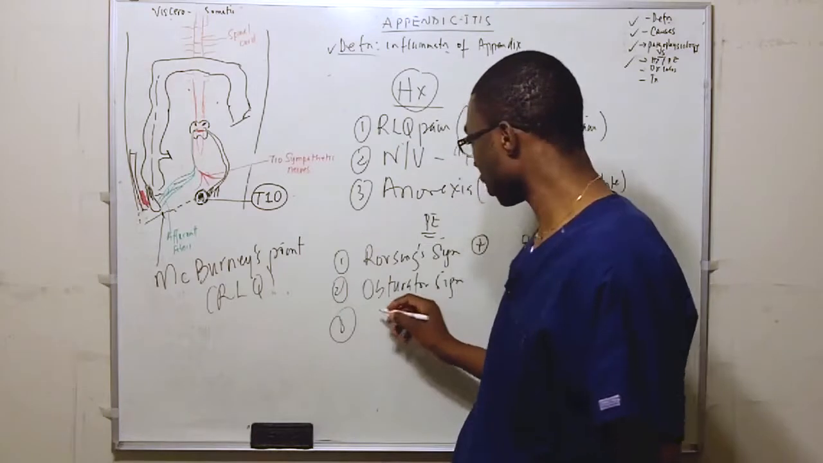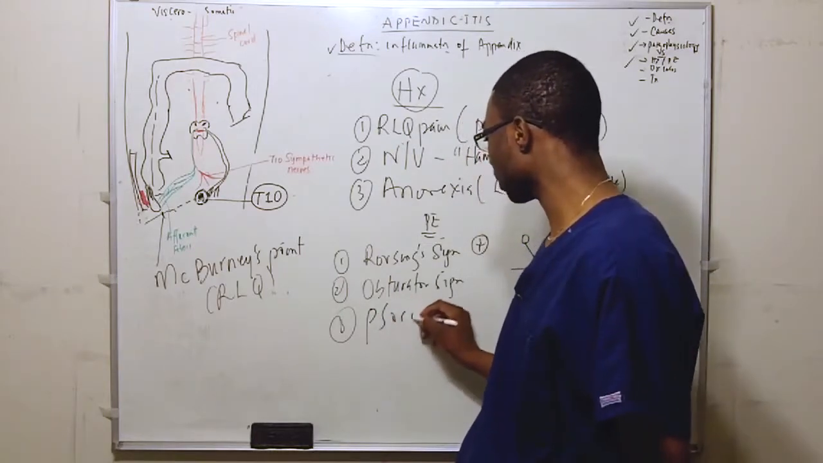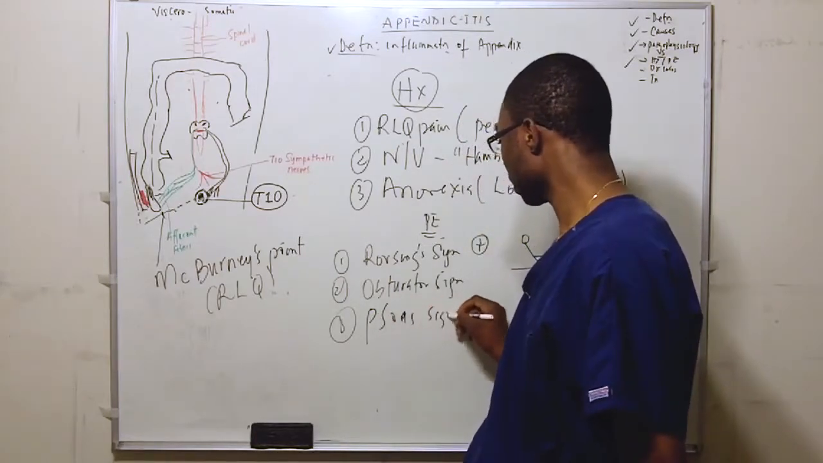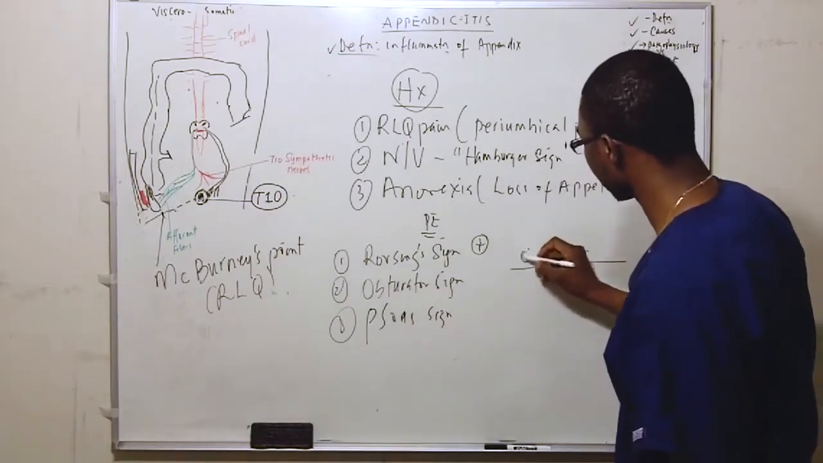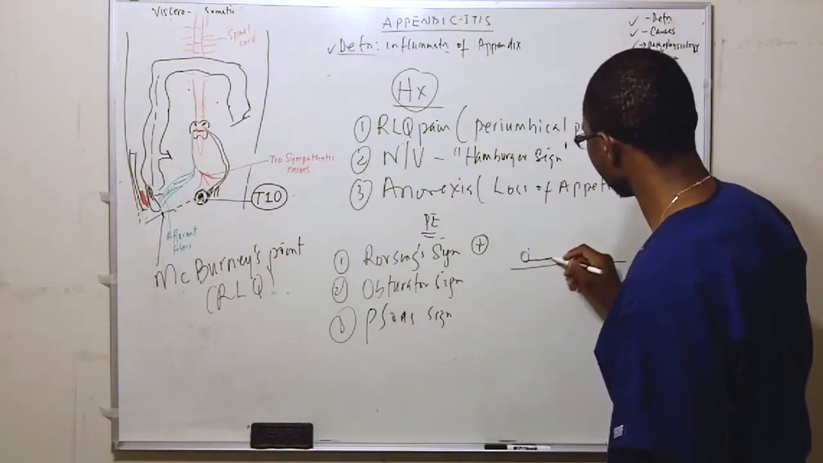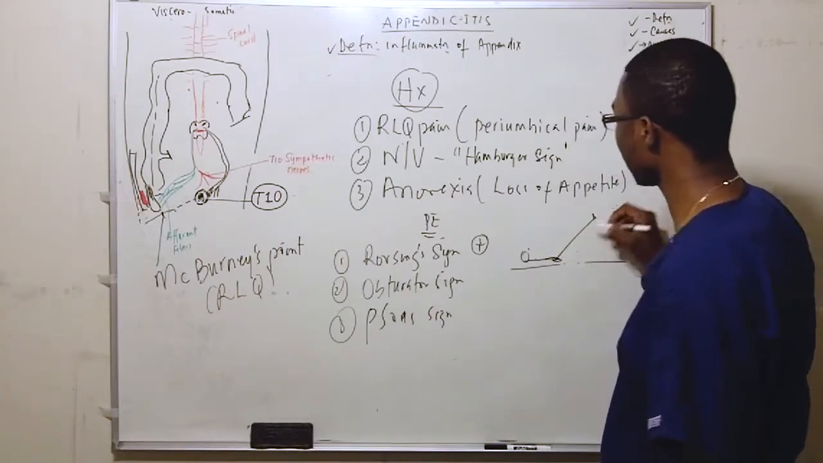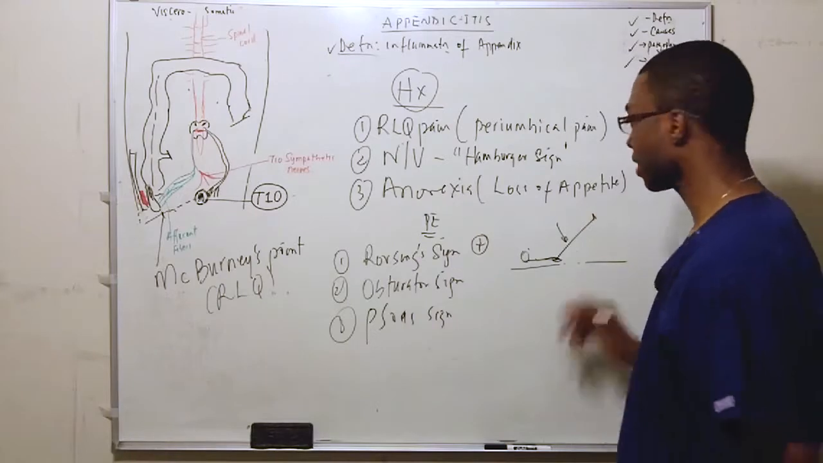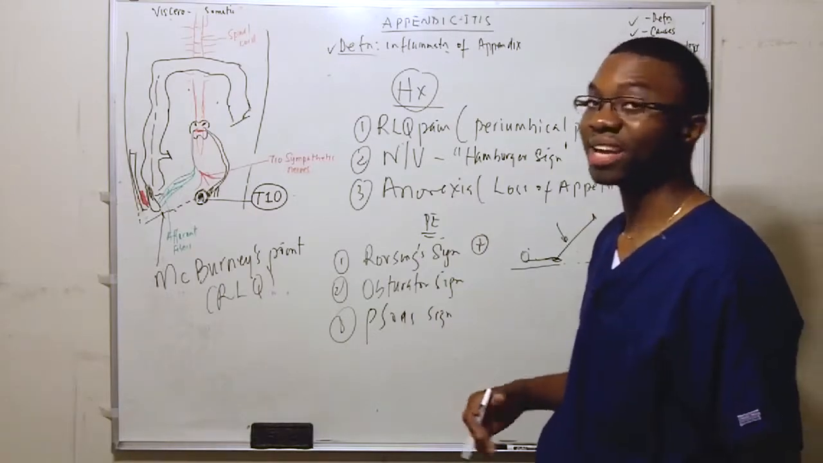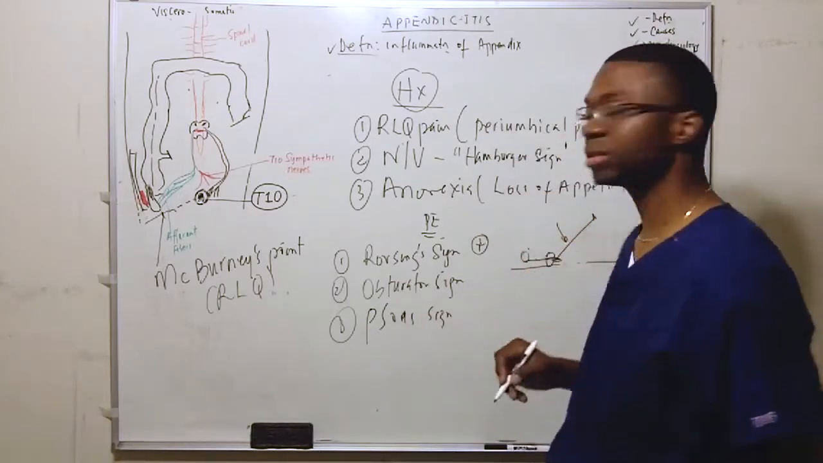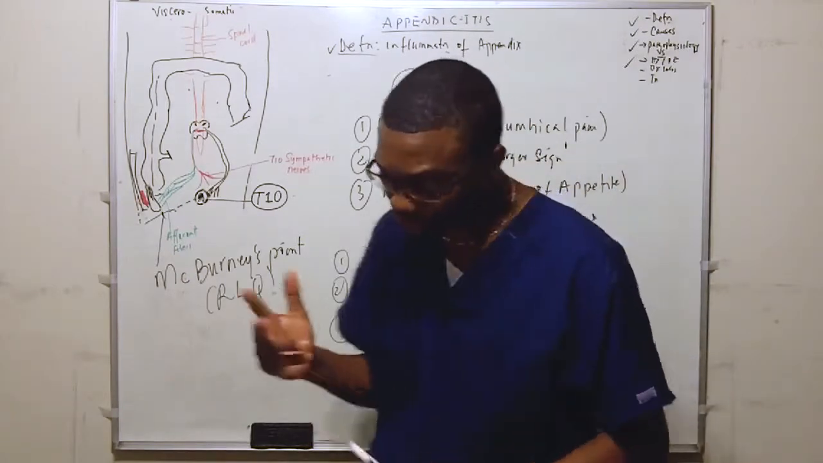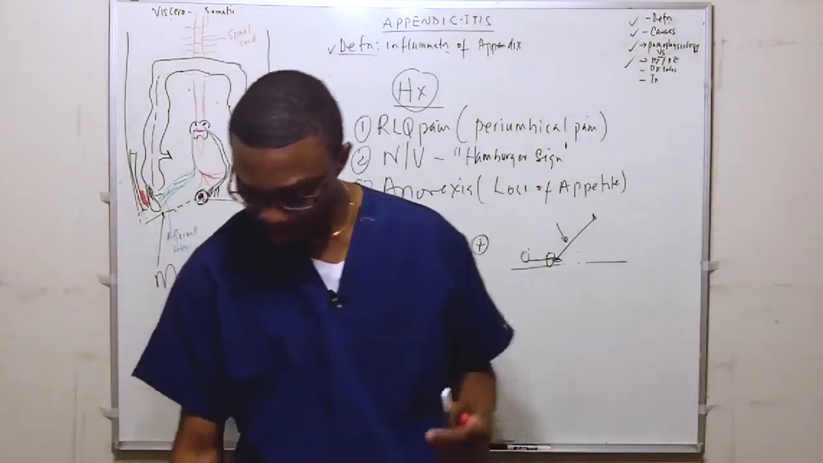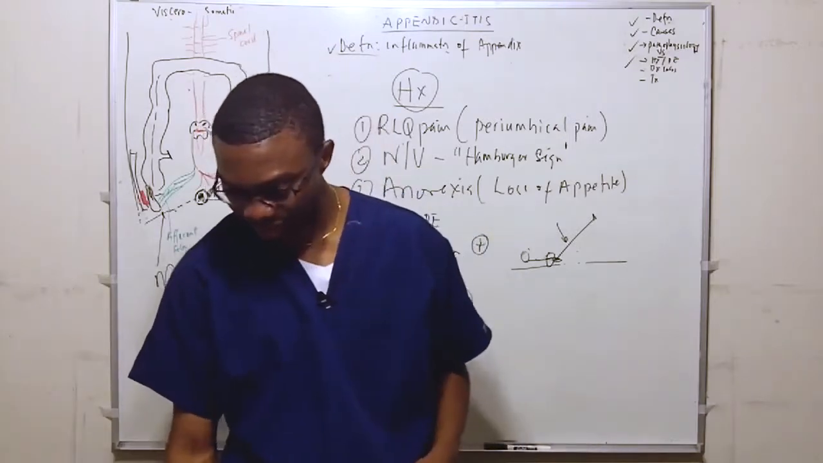The last one, but not the least, is the psoas sign. For the psoas sign, you have the patient lay on their back, right, on their butt, and you tell them to raise their leg as high as they can, and you push down this way, and they resist, and they feel a lot of pain in the right lower quadrant. That's a positive psoas sign. So those are the three signs you want to check to make sure they might have appendicitis.